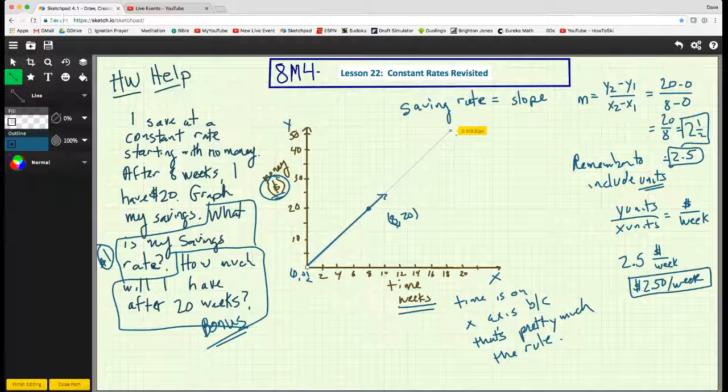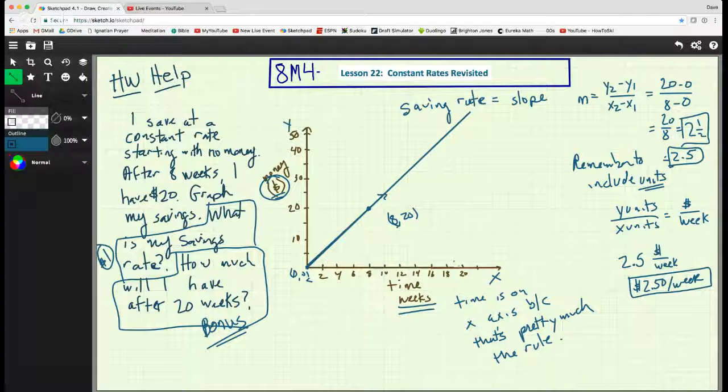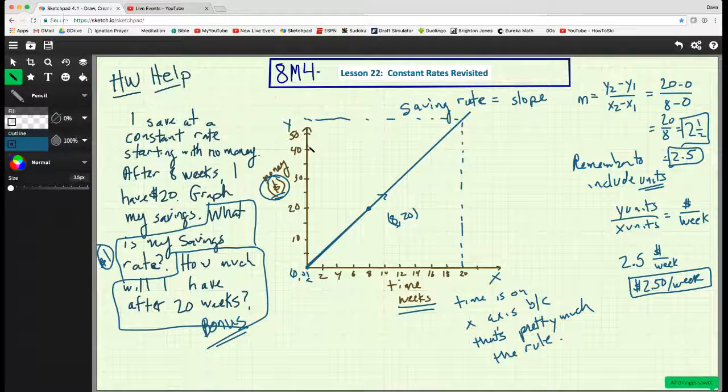Let's extend our line all the way out to 20 and see what happens. So this is our 20 line right here. So where would that be? Well, it looks like it's off of our chart, but we can just extend this line up and then we can see that that would be 60. Right? So after 20 weeks on this line at a constant rate, we'd have 20, is that right?